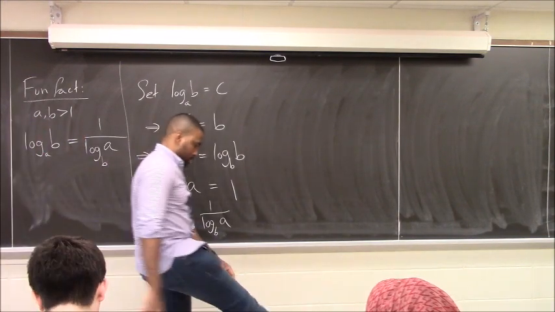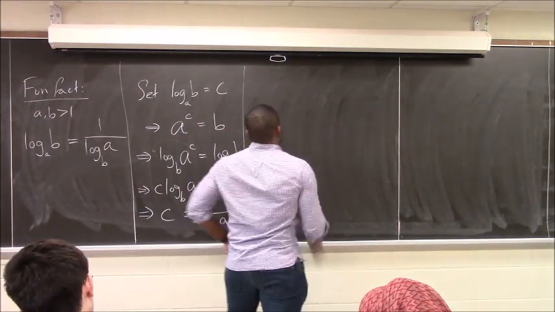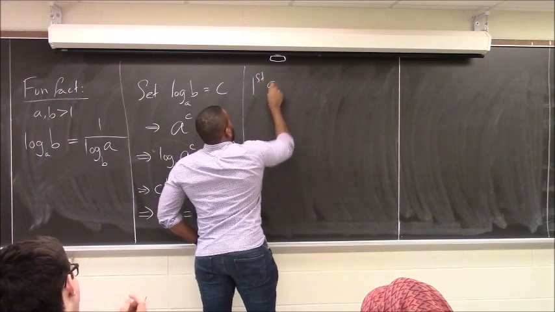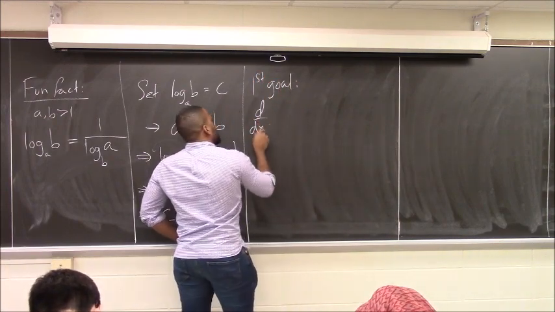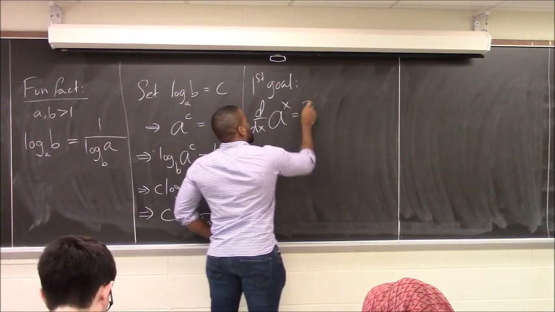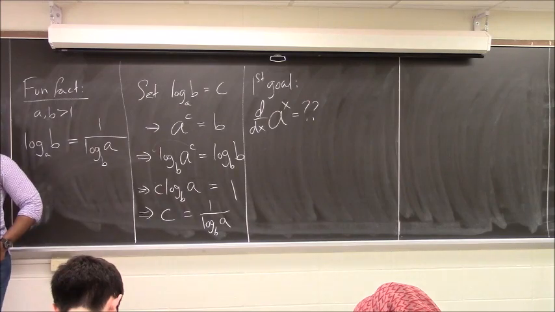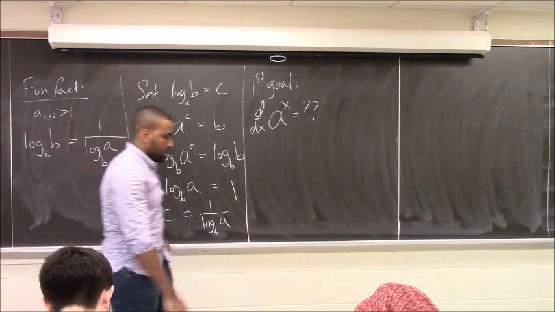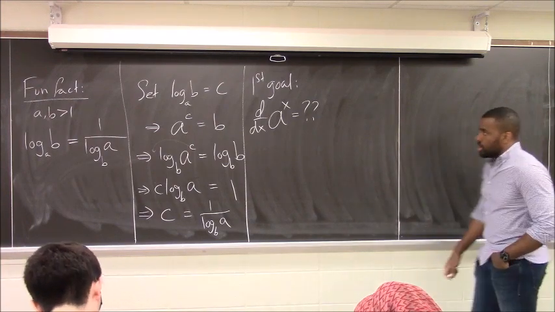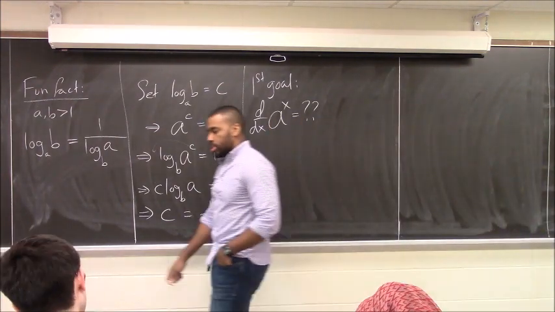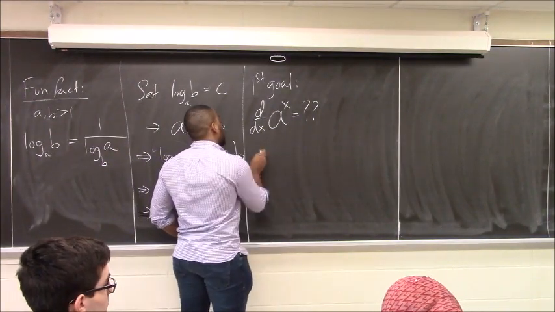Okay. Why is that convenient? Well, we're going to see pretty much right now. Our first goal: we want to figure out what is the derivative of an exponential function. So if you have a function that looks like 2 to the x, 3 to the x, pi to the x, e to the x, remember that's the important one, we want to know what the derivative of such a function looks like. So we'll start with the definition.